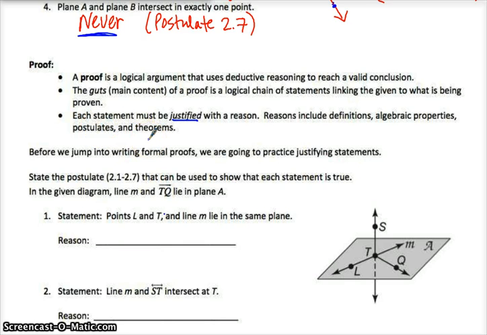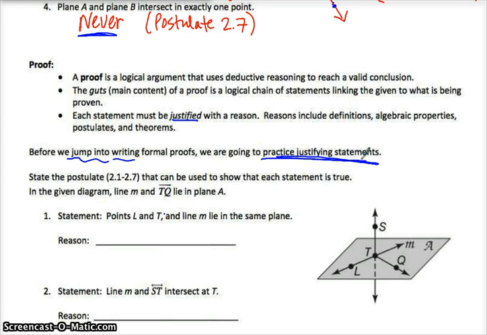Well, we haven't learned a lot of theorems. We haven't learned any theorems. We haven't learned many definitions or algebraic properties. So there's not a lot we can do with proof, so we're not jumping into proof writing just yet. No formal proof writing this unit. We're just trying to practice justifying statements.